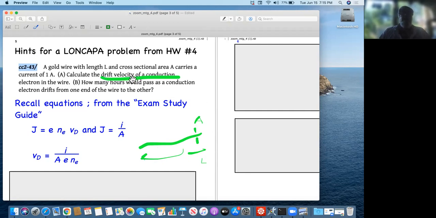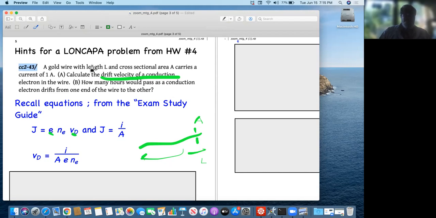And the goal is to calculate the drift velocity. Well, again, there's only one equation that mentions the drift velocity. So obviously you're going to need the equation from the equation sheet. Current density is e times n sub e times v sub d. v sub d is the drift velocity. That's what we're trying to calculate. e is just the charge of an electron. We put in here a minus sign because the electron is negatively charged, so the direction of the velocity is opposite to the direction of the current. But we're just calculating the magnitude anyway, so we don't have to worry about the sign so much.